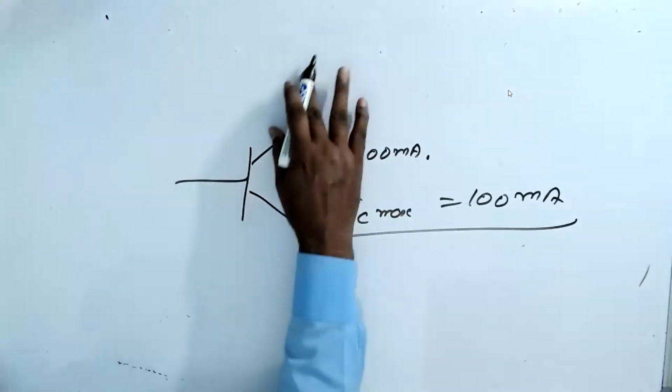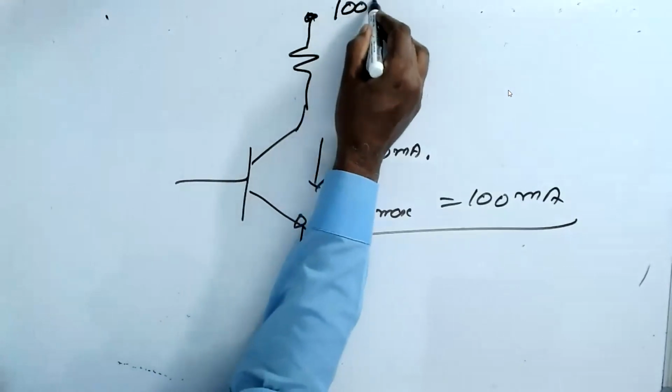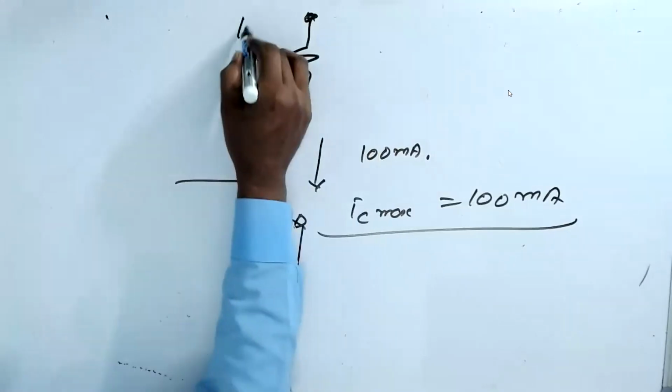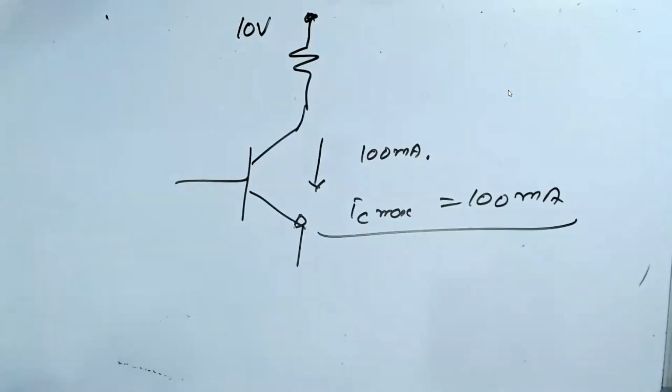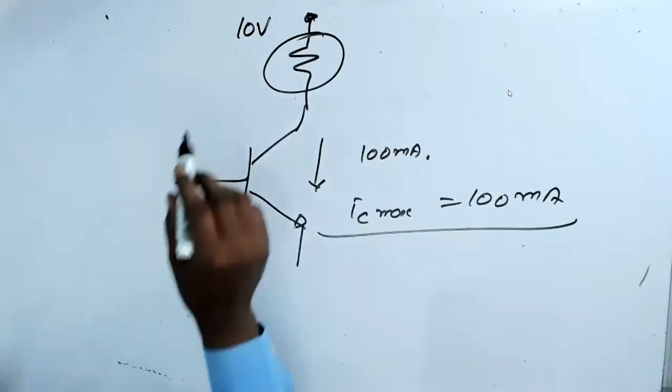Now, in your circuit, you apply 100 volt here. You apply how many, say 10 volt, let's say 10 volt. You apply how many voltage? 10 volt. So you should calculate the value of RC based on that.